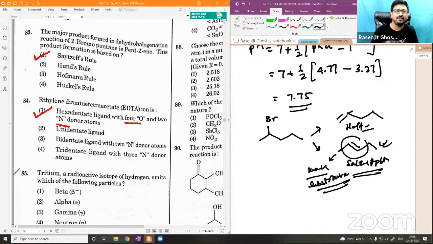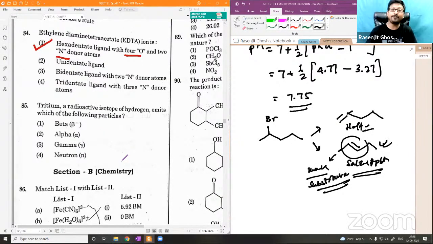And all of you know it's a very informative question, and it's very simple. EDTA is a very good complexing agent, and this is actually used in inorganic analysis, where you can complex literally any inorganic metals by using EDTA. It's a complexing reagent. Right. Next, 85.